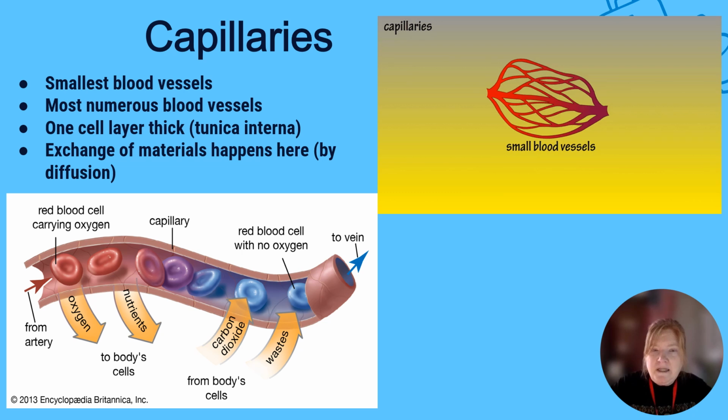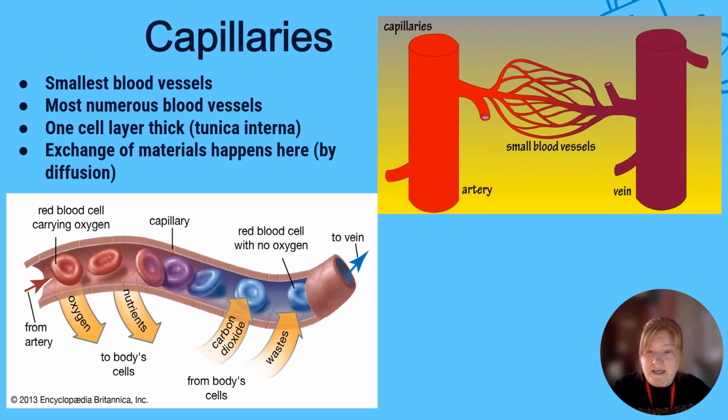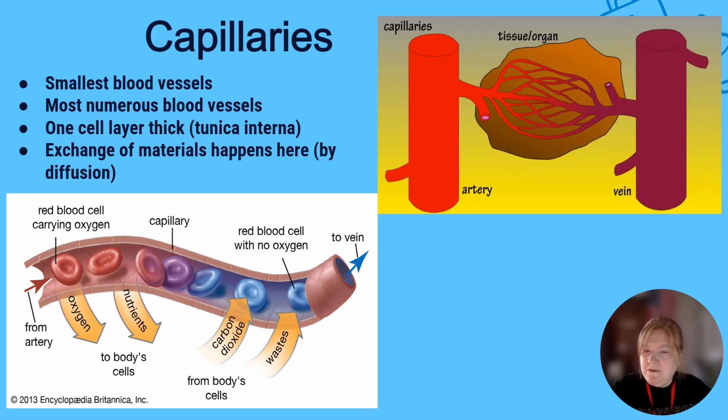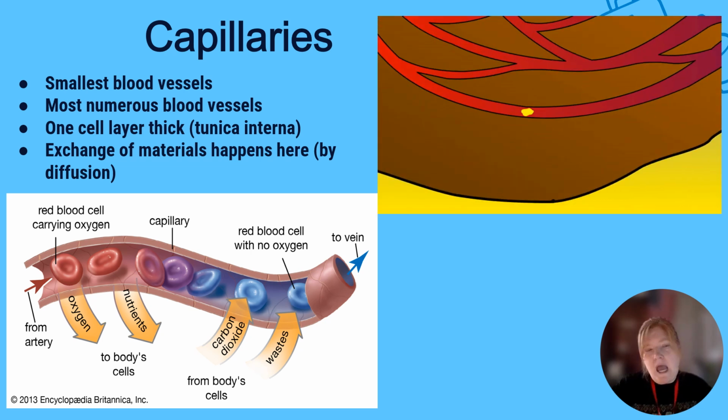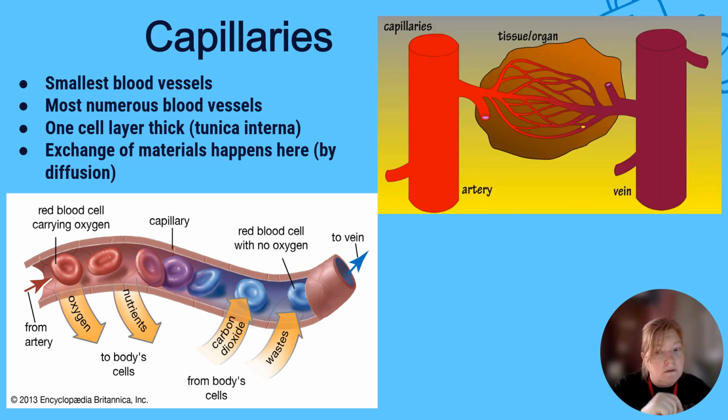What are capillaries? Well, they are the smallest blood vessels, but they are the most numerous, even though they don't have the most blood there. They're only one cell layer thick. They literally only have the tunica interna. They do not have the other layers.